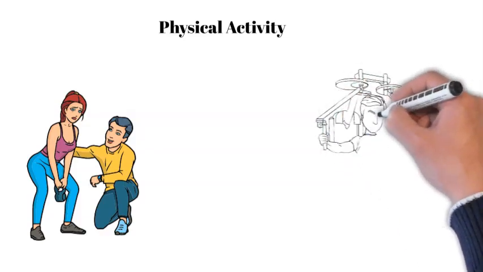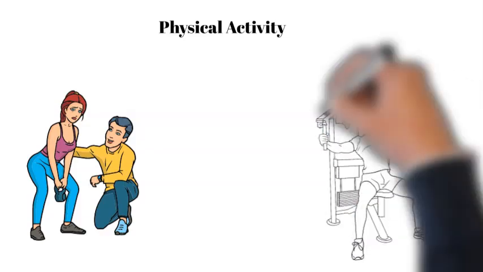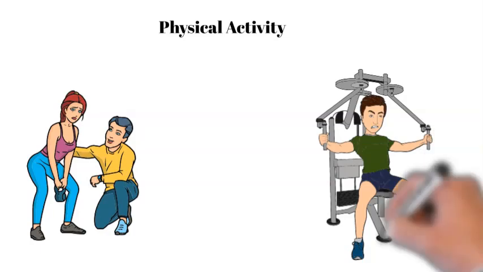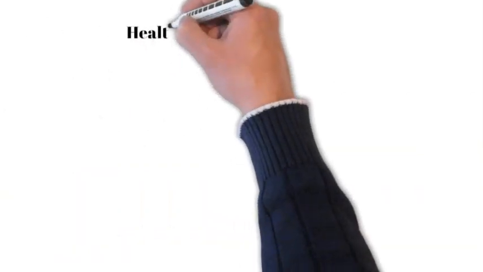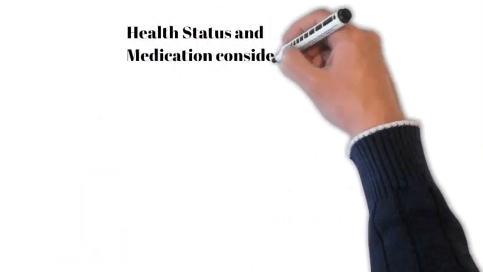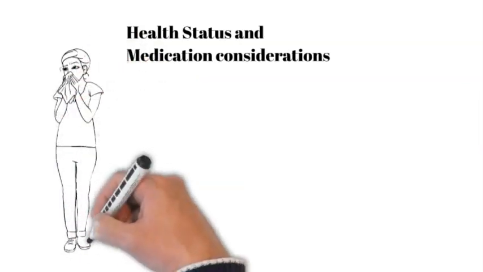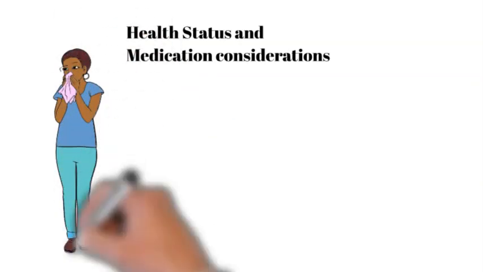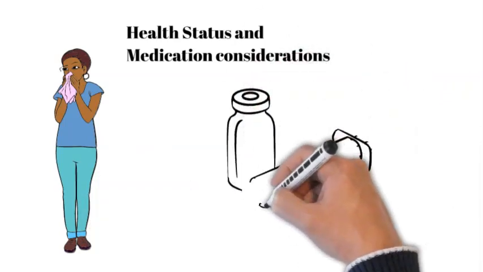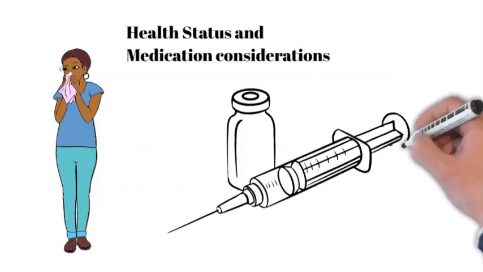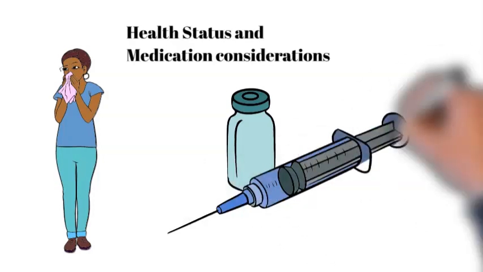Athletes may require higher calorie and nutrient intake to support their physical activity levels. Health status: certain medical conditions may require modifications in nutrient intake. Medications: some medications may interfere with nutrient absorption or utilization, requiring modifications in nutrient intake.